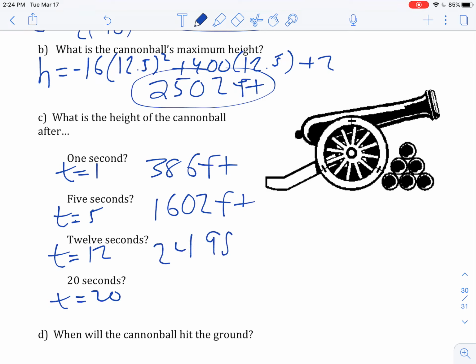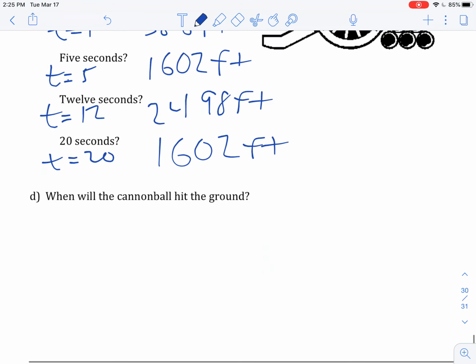12 gives us 2,498 feet. And that makes sense because our maximum height is at 12.5 seconds. So 12 seconds is half a second sooner. So at half a second sooner, it's close to the maximum height. 20 gives us 1,602 feet. And that 20 represents the cannonball on the way down.